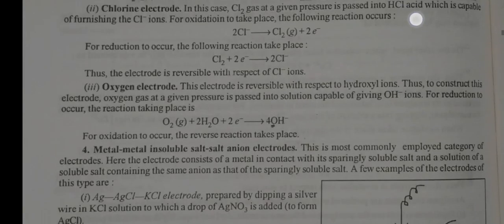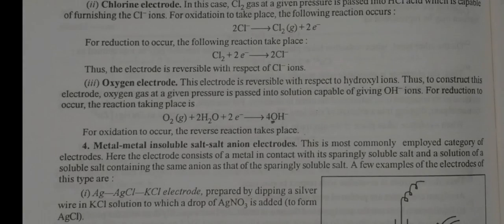Third, oxygen electrode. This electrode is reversible with respect to hydroxyl ions. Thus, to construct this electrode, oxygen gas at a given pressure is passed into a solution capable of giving OH negative ions. For reduction to occur, the reaction taking place is oxygen plus 2 moles of water plus 4 moles of electrons gives 4 moles of hydroxide ions. For oxidation to occur, the reverse reaction takes place.